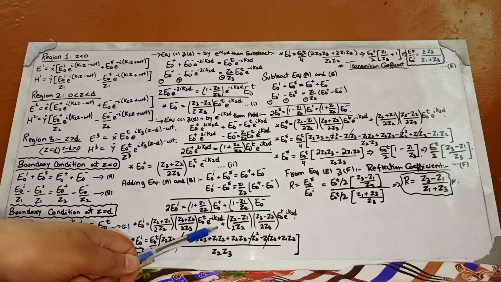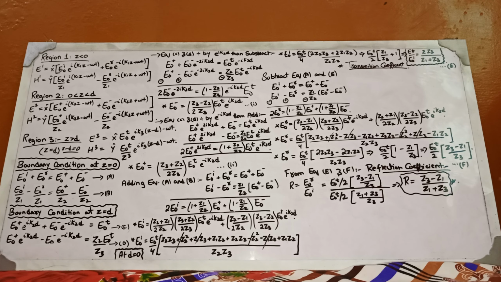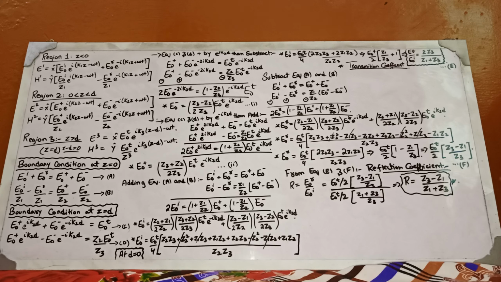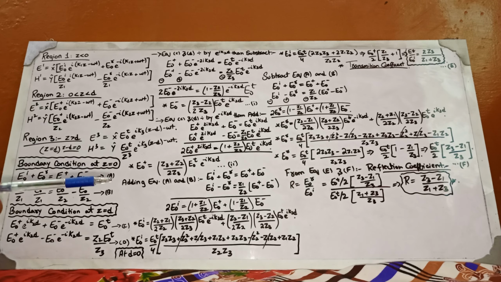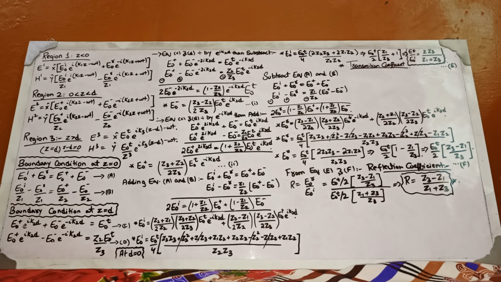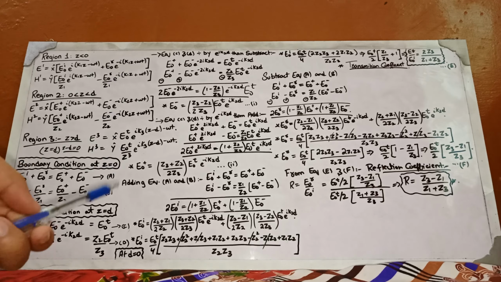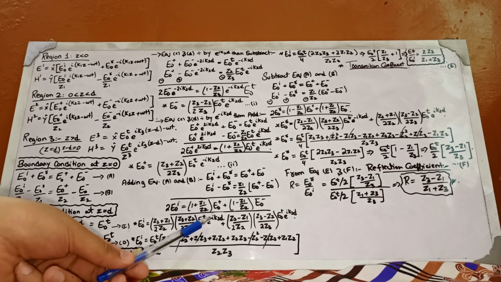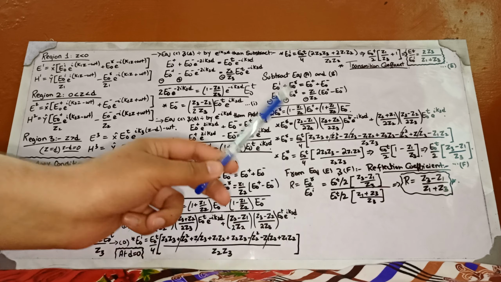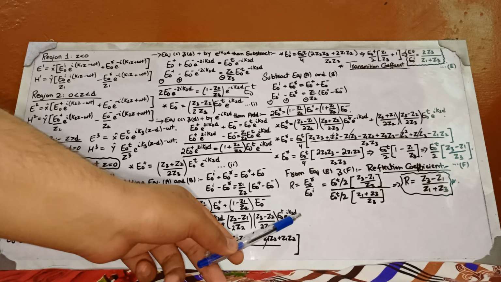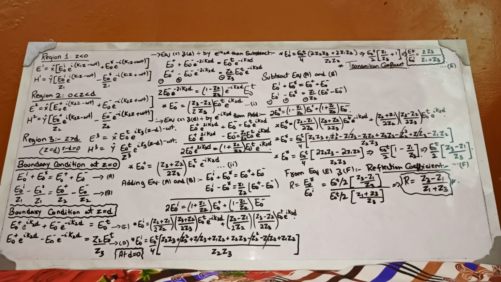But the condition to satisfy our equations is that we have to put d equals 0 to satisfy our equations. So at d equals 0, the exponential terms become equal to 1, because the exponential terms have d. Once you put d equals 0, it becomes e power 0, and e power 0 is 1.